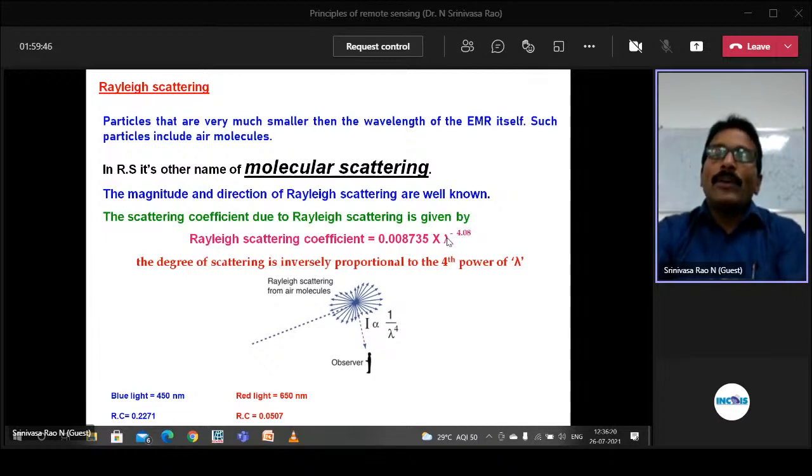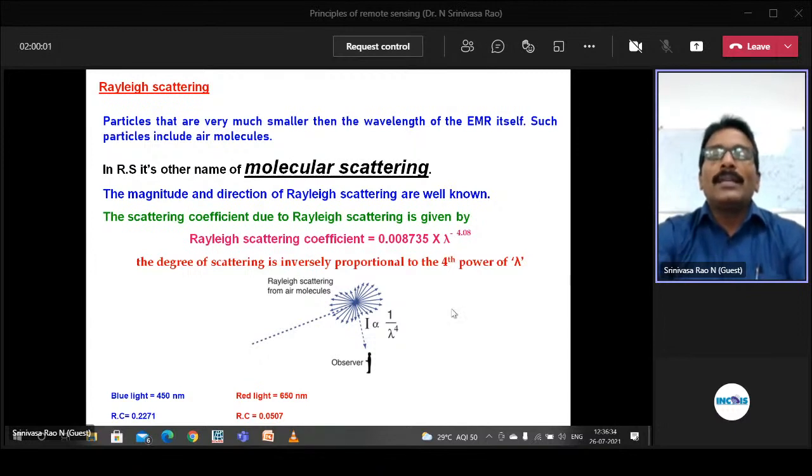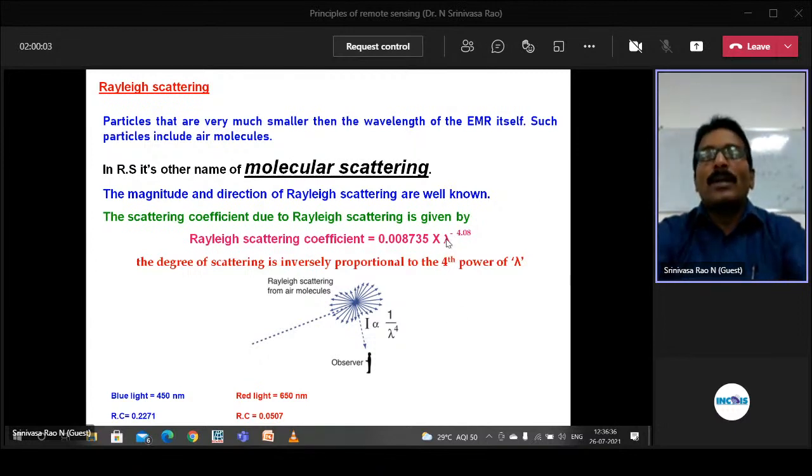This one means wavelength. If blue light enters, then in place of lambda we can put 400, 450 or 480 nanometers, whatever wavelength you have, you can put it here and measure it. So it's a fourth power, and straight away we can quantify it.